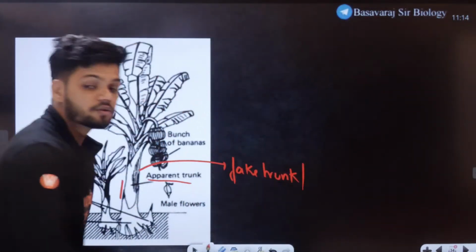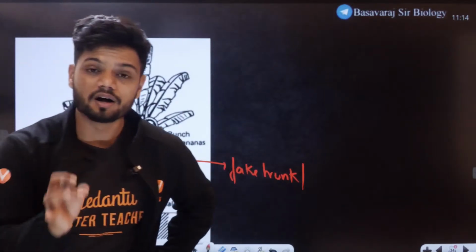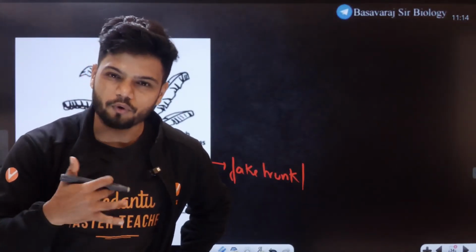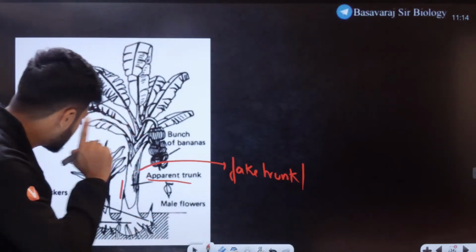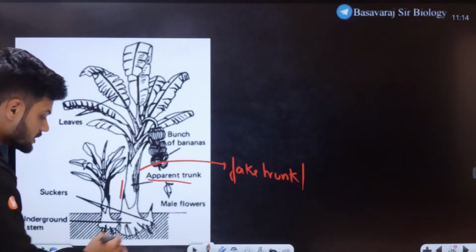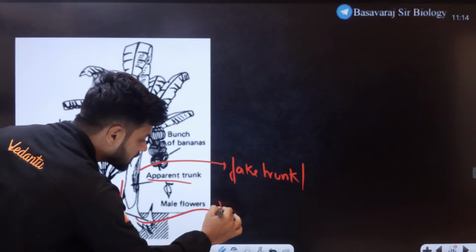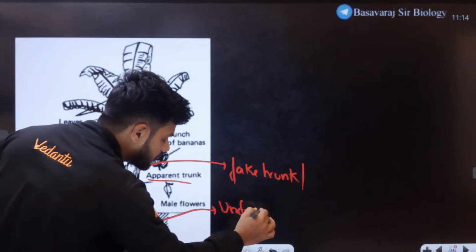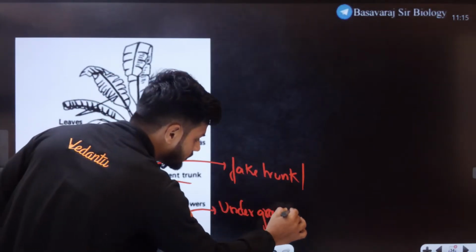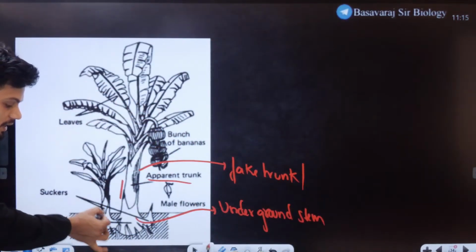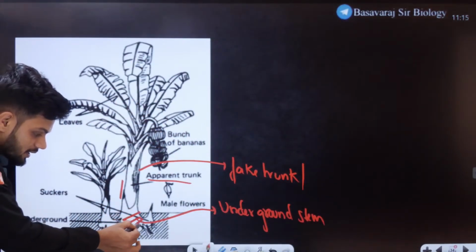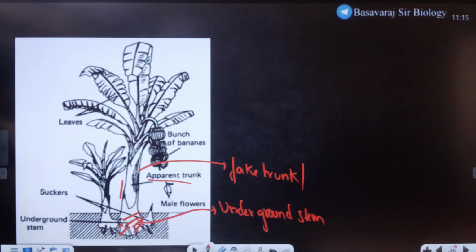Also called your pseudo trunk. It is the pseudo trunk. It is a false trunk. It is just a false trunk. The actual stem, do you see here? It is the underground stem. So in the case of banana, there is an underground stem here which you do not see.